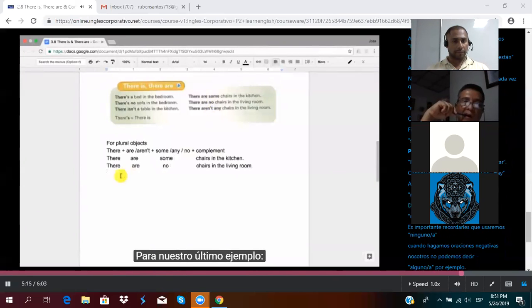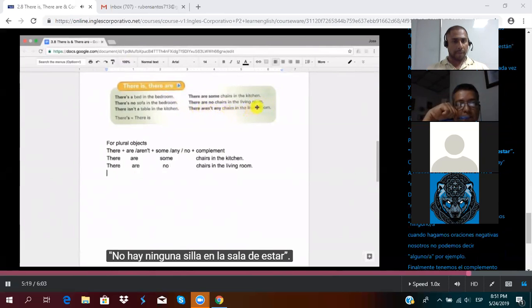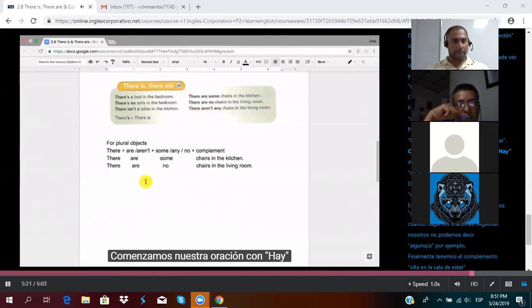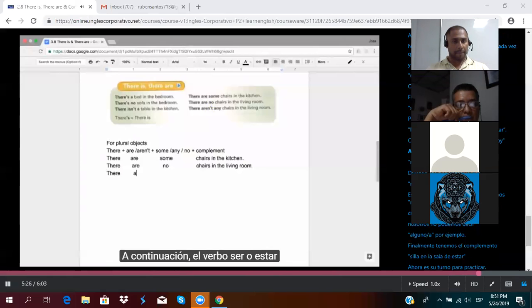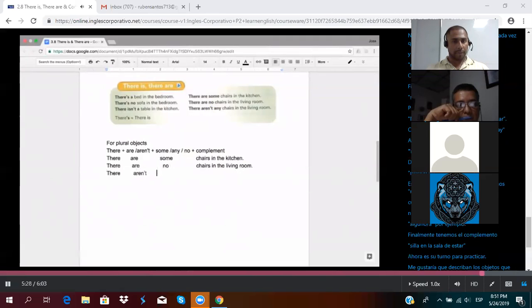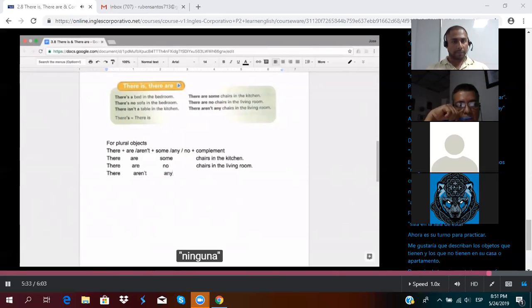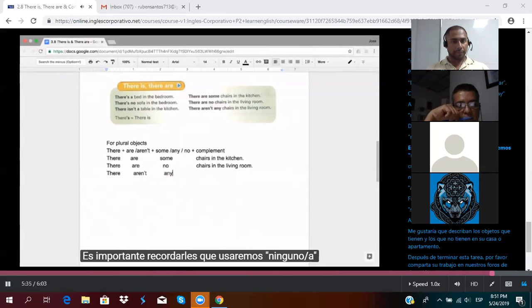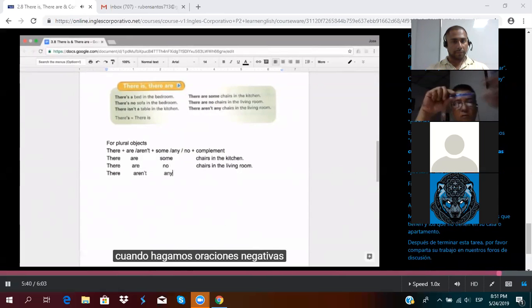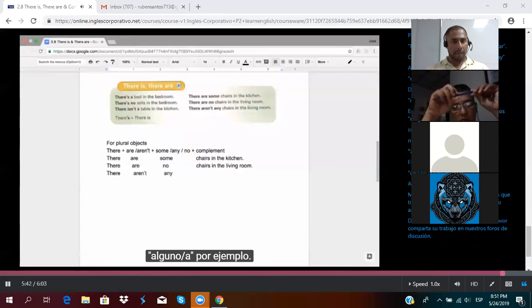For our last example, there aren't any chairs in the living room. We start our sentence with there. Next, the verb to be, aren't. After that, we're going to use any. It's important to remind you that we will use any whenever we are making negative statements. We can't say some, for example. Finally, we have the complement, chairs in the living room.